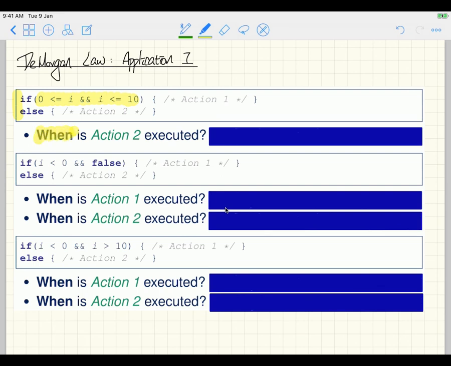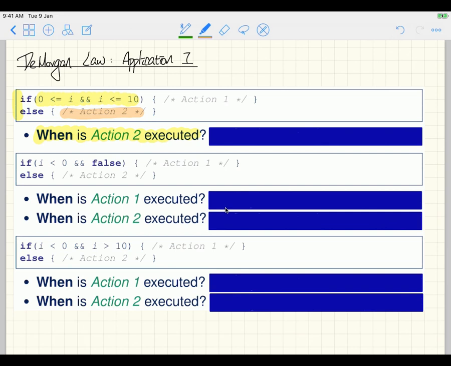So now, I want you to help me answer this question over here. So when is action 2 executed? Under what circumstances is action 2 going to be executed? Especially you can see action 2 is in the else branch. So what does that mean? We only execute action 2 when the if branching condition there is false, when its negation is actually true, right?